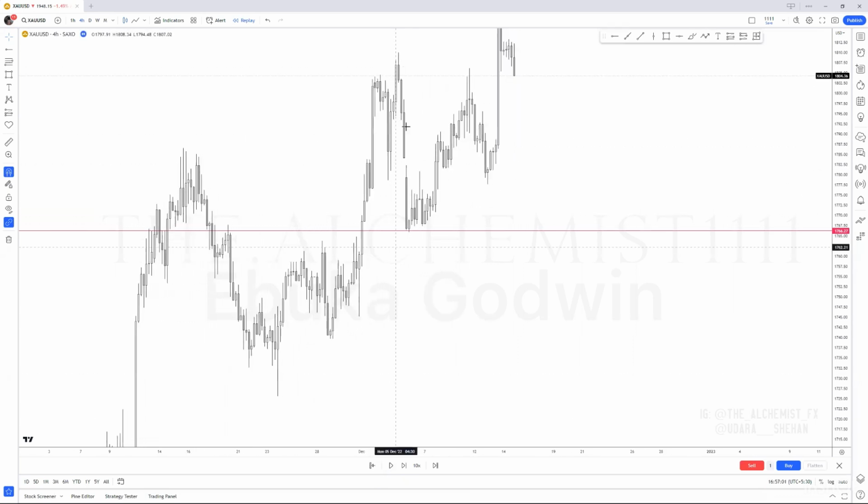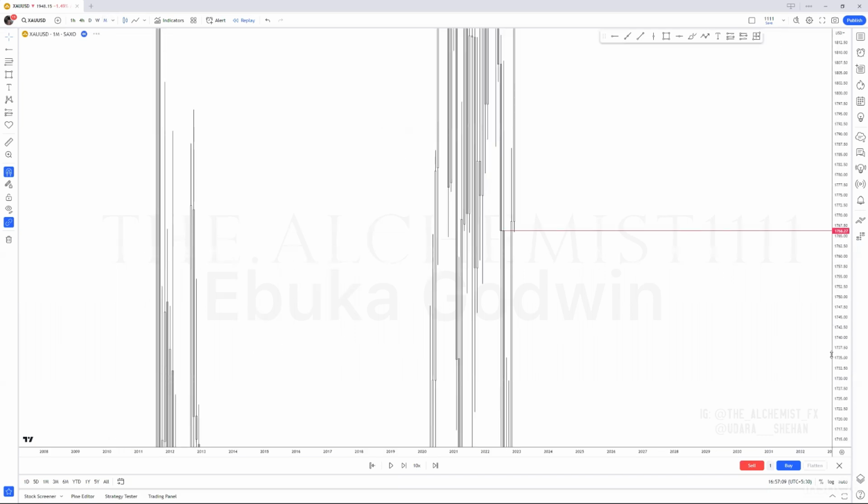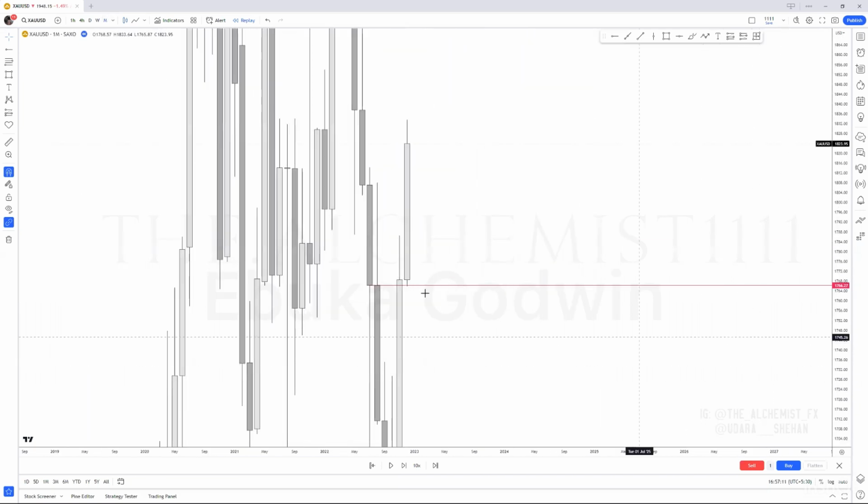Can you see who stopped this huge push? Who stopped it? Who put an end to it? The monthly level. Now, if you go to monthly, where was the low of the month created? Right there. See that? So it's very important.